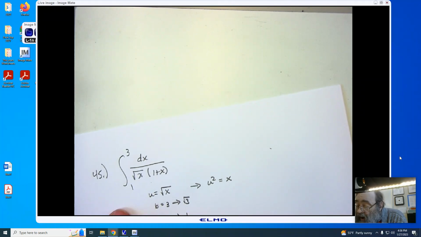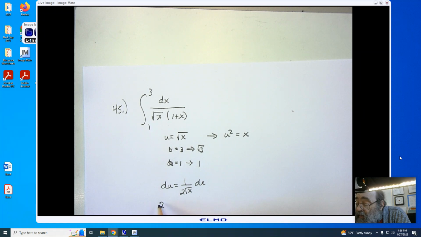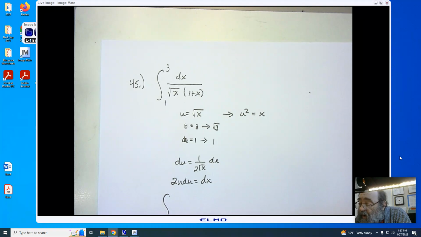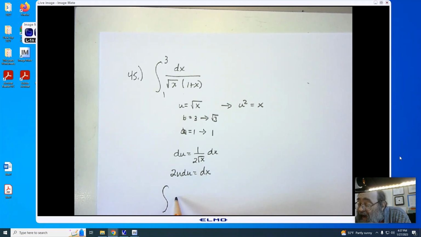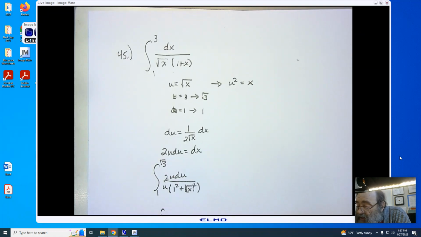We're looking at our derivative du equals 1 over 2 root x dx, and that's going to give me 2u du equals the dx. I'm now going to substitute what I can. So I have my dx, 2u du. I have a u in the denominator. I have a 1 squared plus a root x squared. And I'm going from 1 to root 3. This is giving me 2 integration 1 to root 3 of du, and I have 1 squared plus u squared.